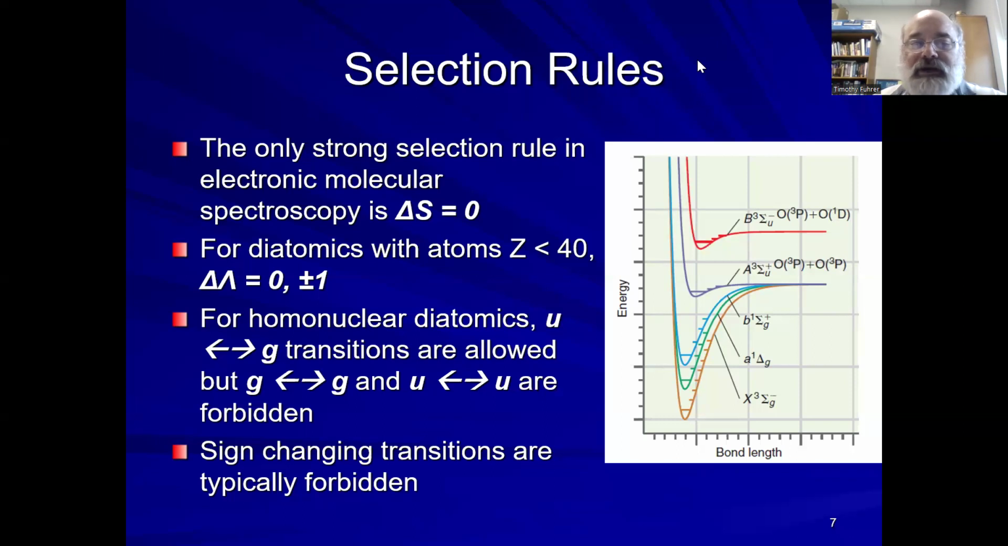And we'll go through the rest of the selection rules to talk about why that's the case. For diatomics with smallish atoms, the change in lambda can be 0 or plus or minus 1. So we're not violated in going from X to capital A. But sign change is forbidden. So if your ground state is a minus on its symmetry, the only excited states it's going to be able to access in an allowed way are going to be minuses.